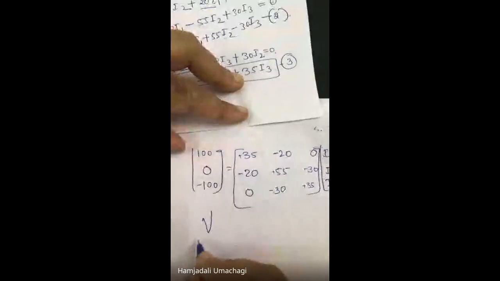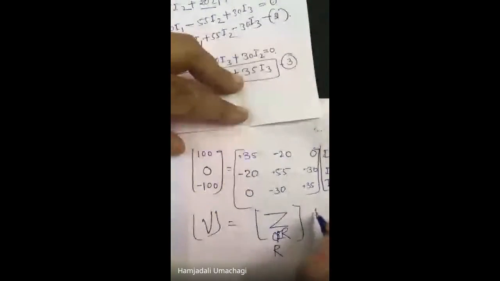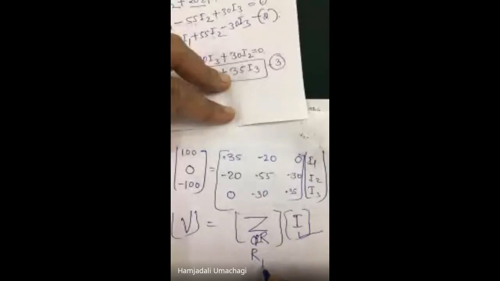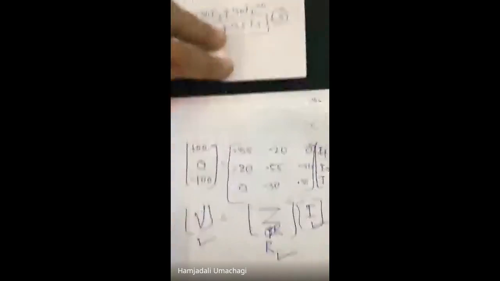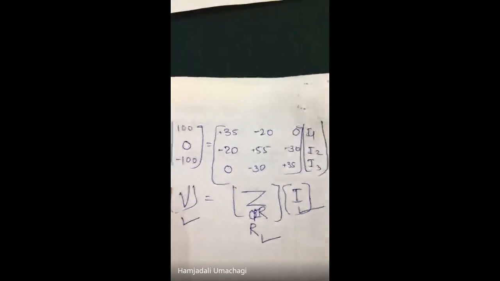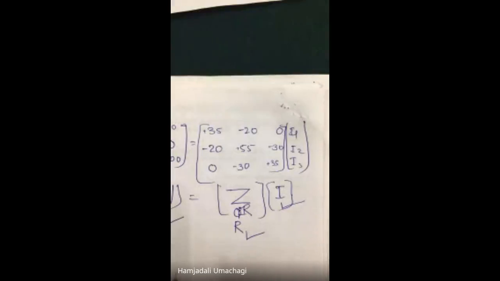This is the voltage vector. This is the impedance or resistance. This is I, the current vector, and this is the impedance matrix. This is the voltage vector. Okay, so these three are linear equations. You can solve this by using Cramer's rule.